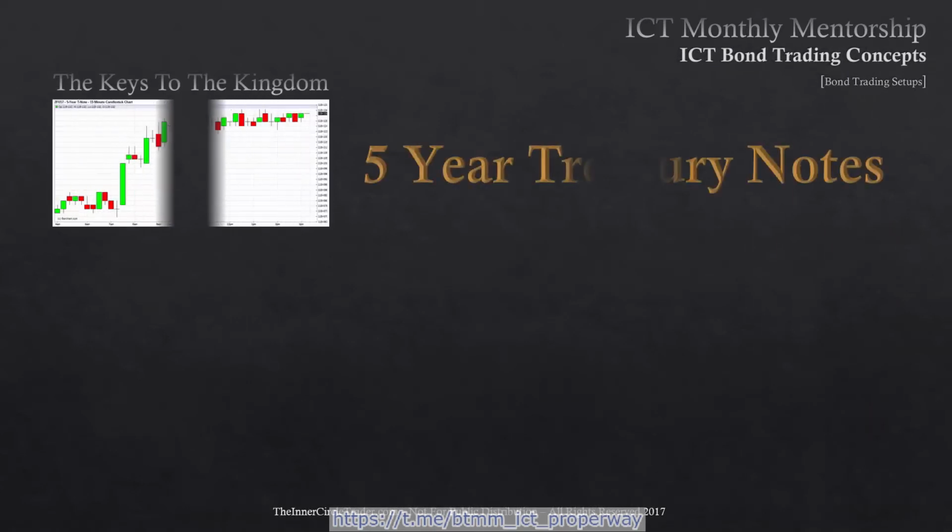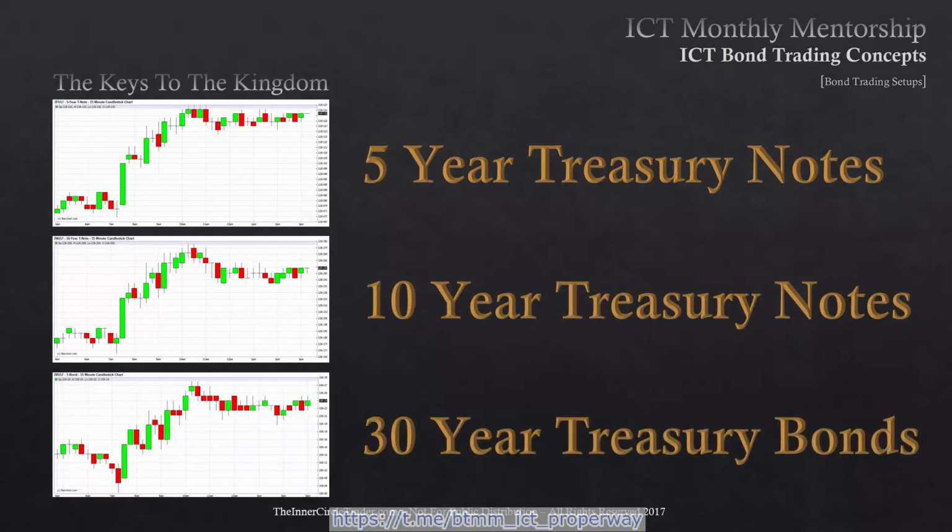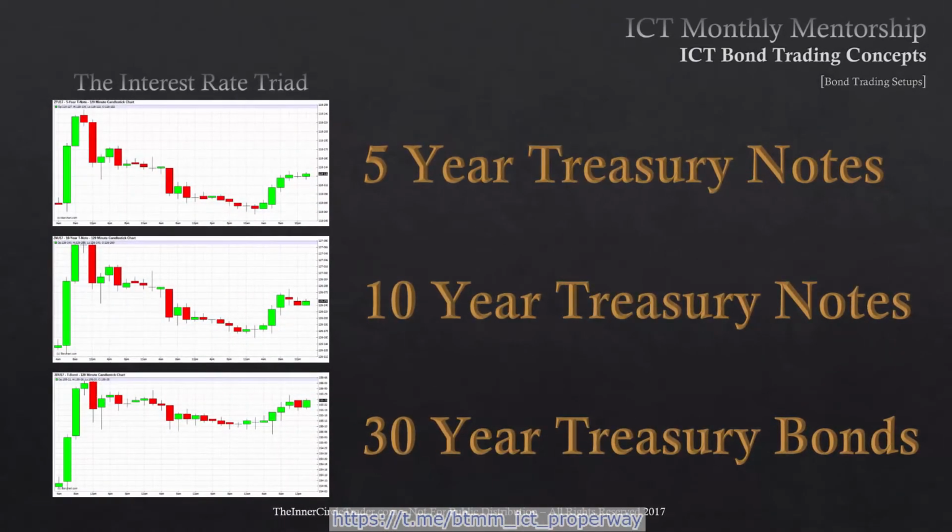The keys to the kingdom. All right, so what we do is we refer to our 5-year Treasury notes, our 10-year Treasury notes, and the 30-year Treasury bond. And we look at this for comparative analysis or relative strength analysis. By blending the 5, the 10, and the 30-year, we're looking for the interest rate triad. We're looking for the correlation because they are debt instruments. They should move in tandem, direction should be the same. But at key turning points, one will fail to confirm the higher high or the lower low.